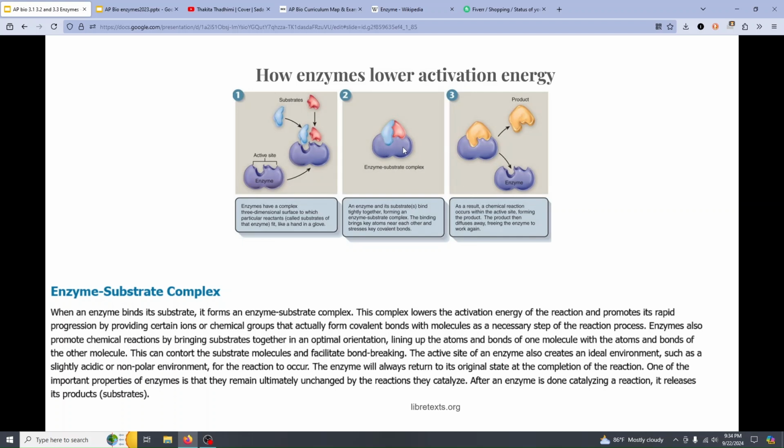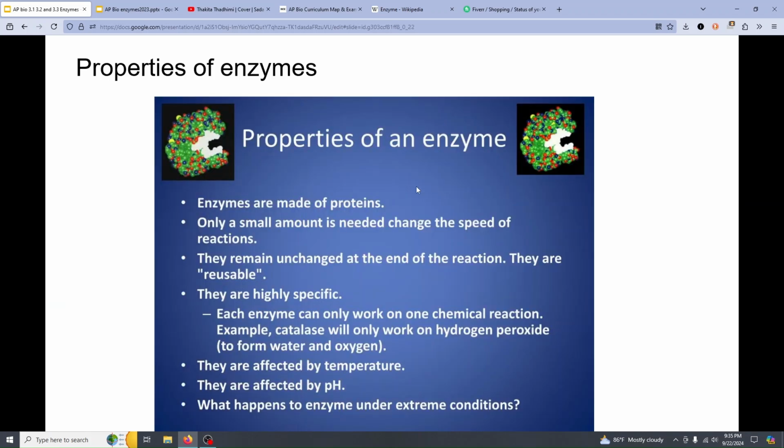And also, this active site can create a local environment which is acidic or polar or non-polar for the reaction to occur. So between the local environment, the proximity, and the physical, topological strain that it is putting on the substrates, the reaction happens much more quickly. And as the product is released, the enzyme reverts back to its original position. So the enzyme is going to be recycled, which leads us to the properties of enzymes.